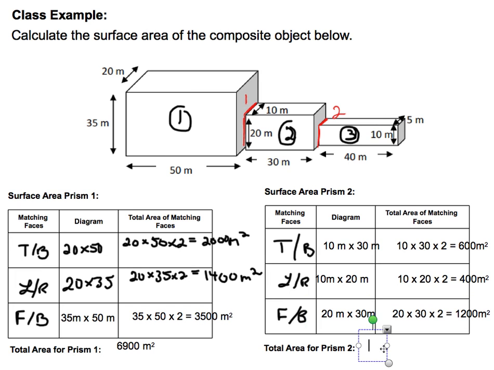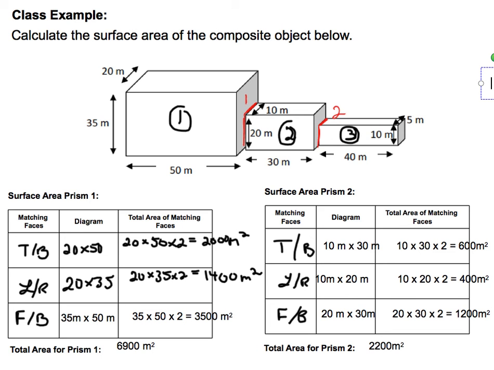Okay, so your total surface area would be 600 plus 400, which is 1,000, plus 1,200, so you should get 2,200 meters squared. With me so far? Hope so. Hope I didn't make any mistakes. Please let me know if I made any mistakes. Very, very easy to make mistakes in this.